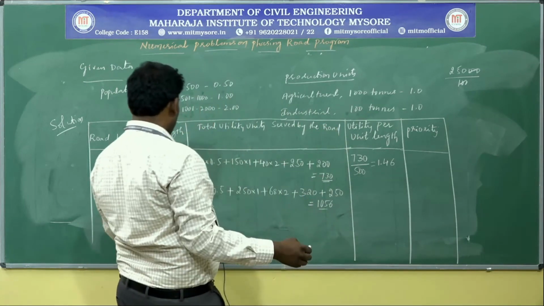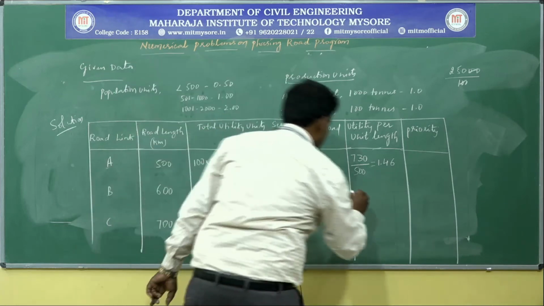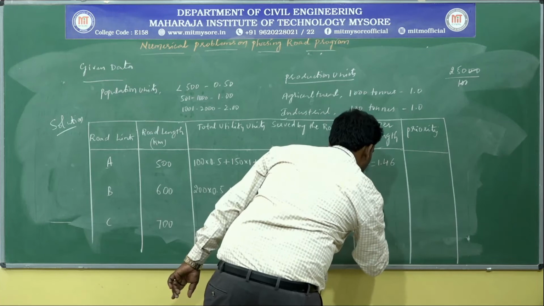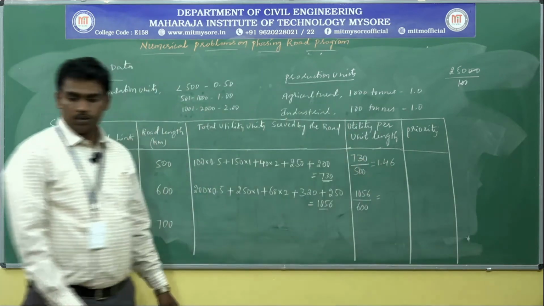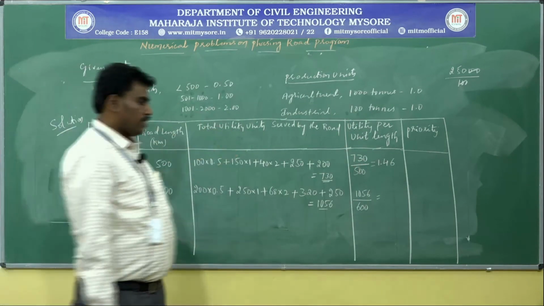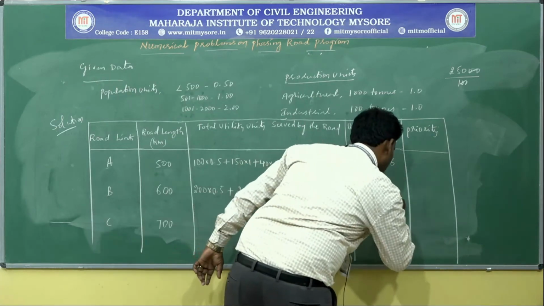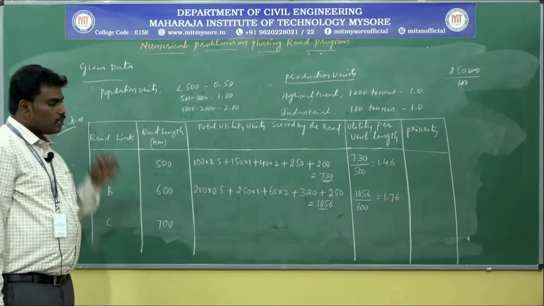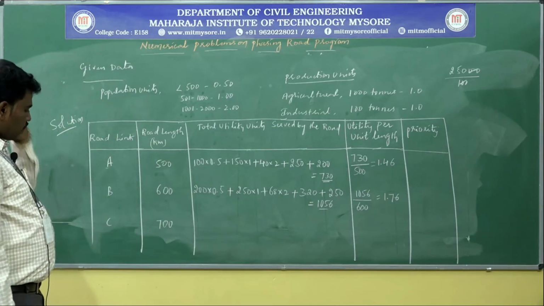Then the utility per unit length of the road. For road link B, the road length is 600, so 1056 divided by 600 gives about 1.76. Is it clear? Next I'll move on to road link C.